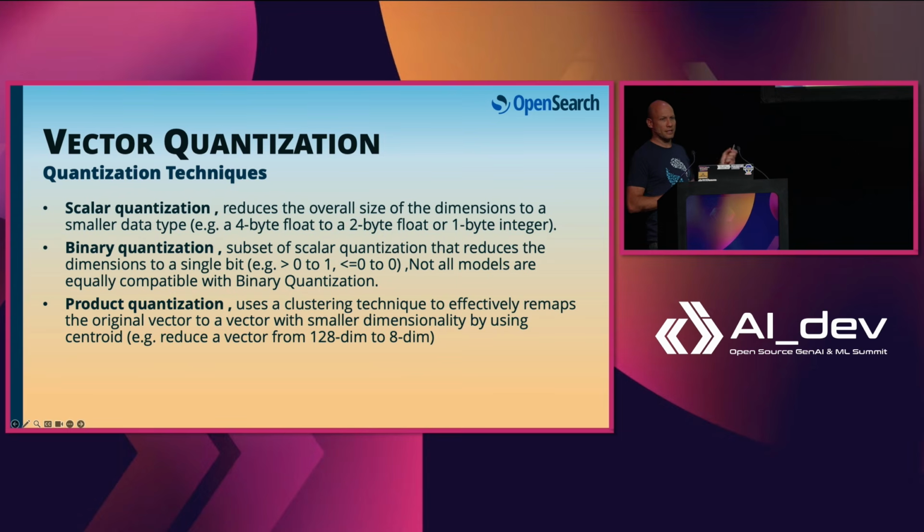For example, with scalar and binary quantization, you can reduce the size of each dimension from 4 bytes to a 2-byte floating point, or maybe a 1-byte integer, or maybe even a 1-bit binary Boolean. This is one example. And with product quantization, you can actually reduce the number of dimensions themselves to reduce the overall cardinality. So again, not going into the math behind it, but you can find various ways to do that.